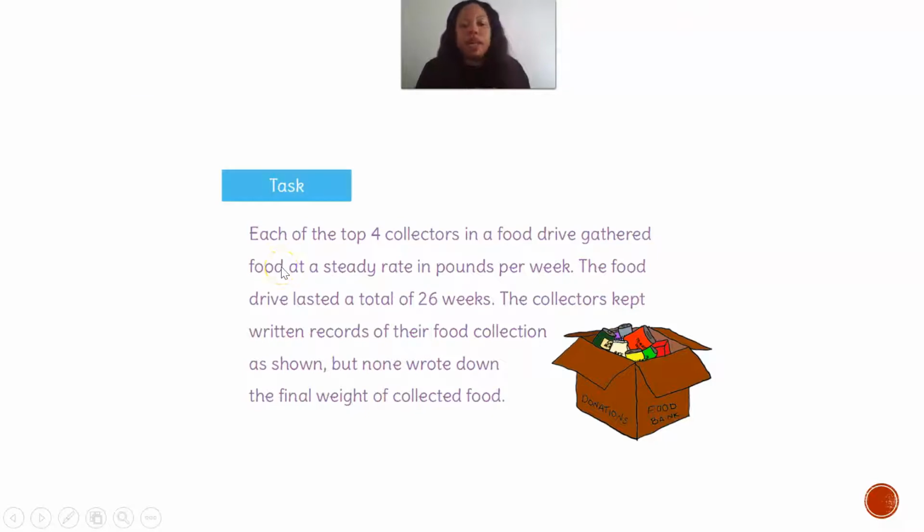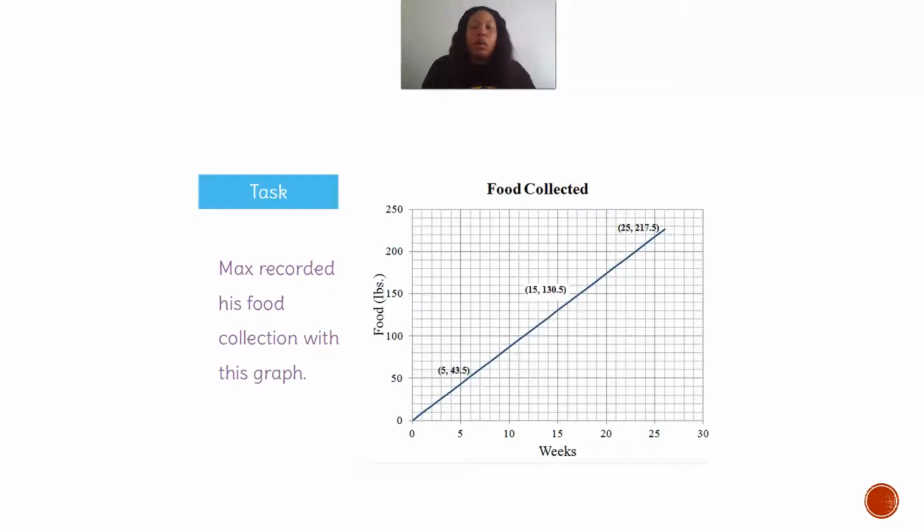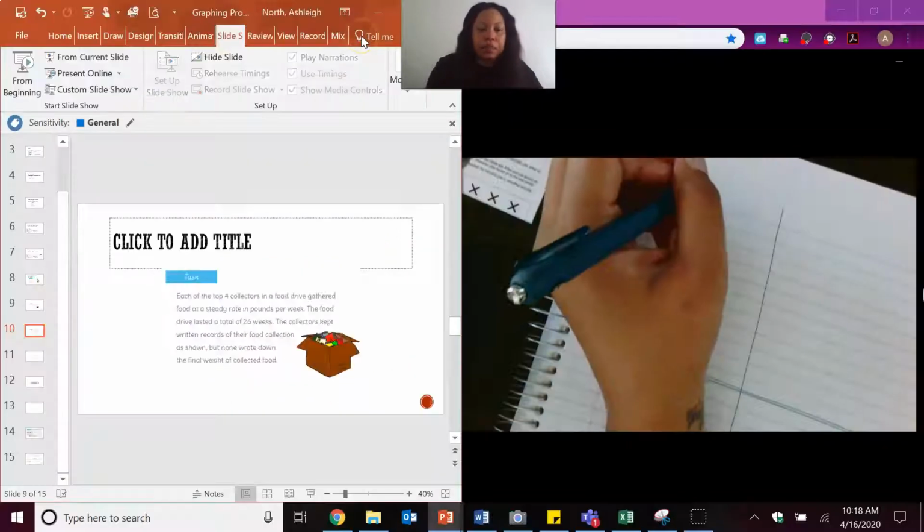Each of the top 4 collectors in the food drive gathered food at a steady rate in pounds per week. The food drive lasted a total of 26 weeks. The collectors kept written records of their food collection as shown, but none wrote down the final weight of collected food. So, basically, let's go ahead and see. We have 4 people. So the first person is Max. So on my first little square, I'm going to write Max. Max recorded food in his collection. So let's look.